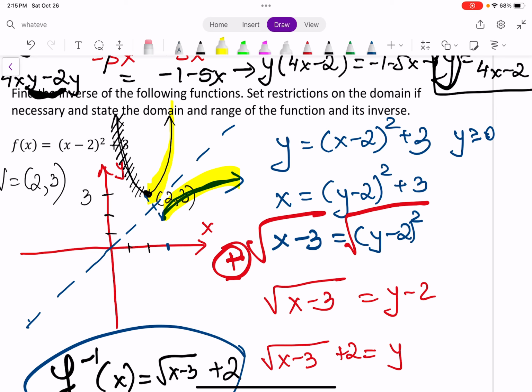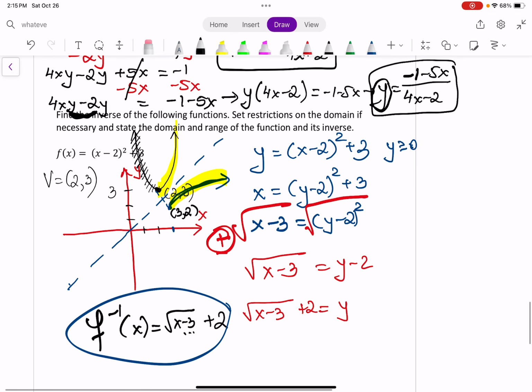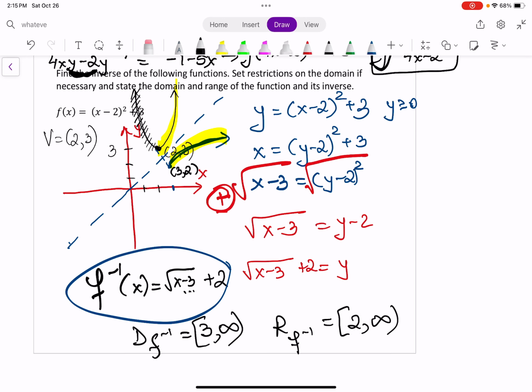We swap the x's and the y's. The starting point now is at 3, 2, which makes sense. We went 3 units to the right, 2 units up. So let's also write the domain and the range of these restricted. You can even see it from the graph. The domain of the square root function is just 3 to infinity. Its range is when 2 units up, right? You see it from the graph, is just 2 to infinity.